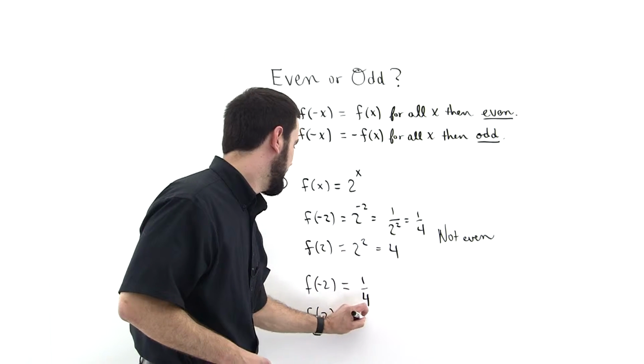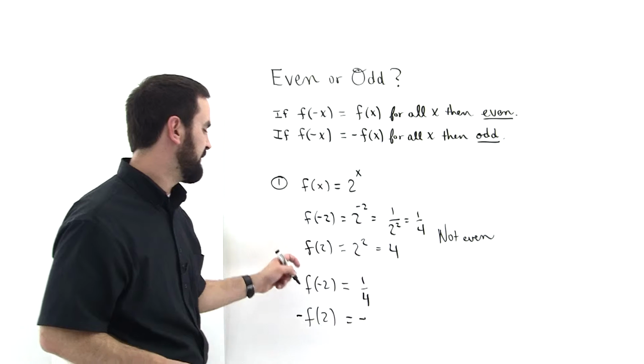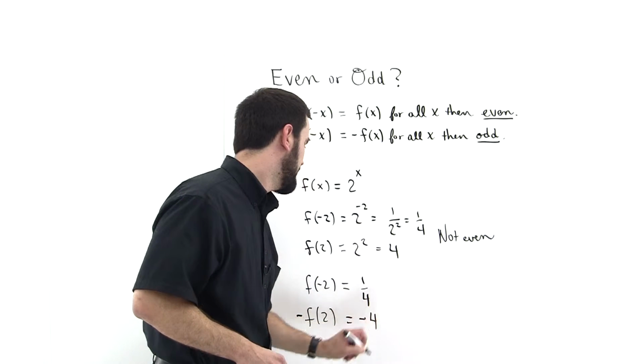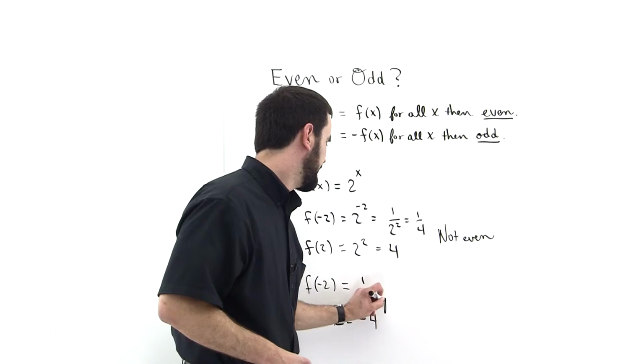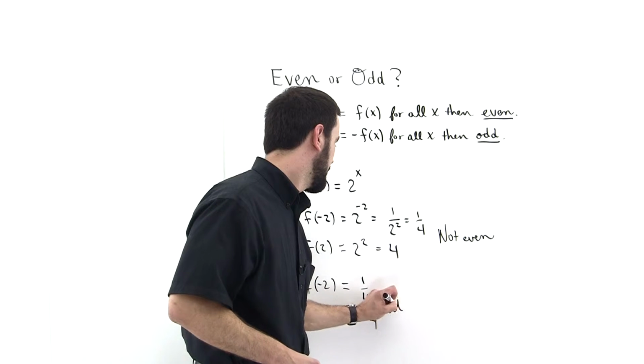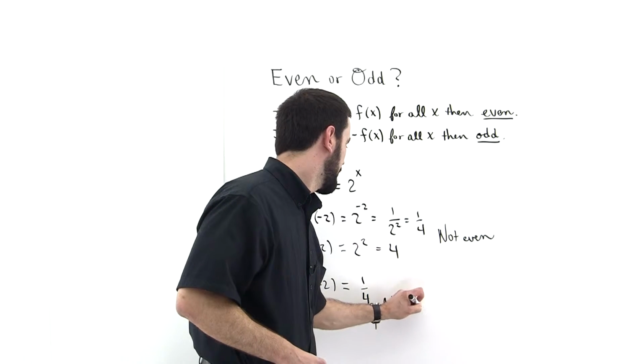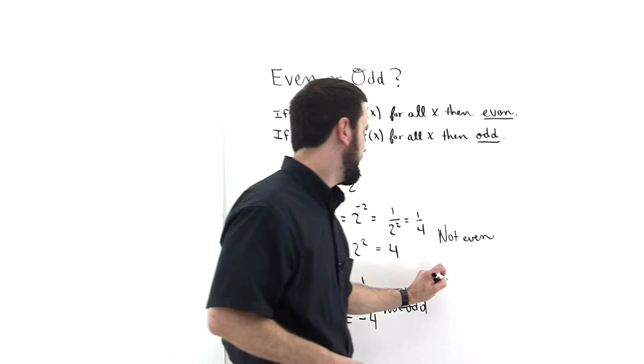And this is equal to negative, and then f of 2 is equal to 4. So this is negative 4. So 1/4 is not equal to negative 4. So this is not odd. So this one is neither.